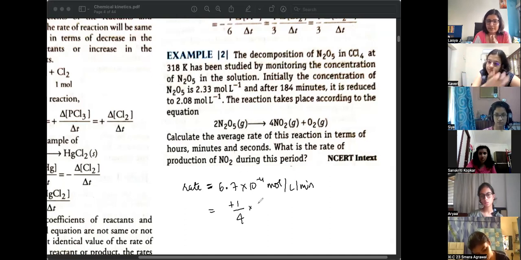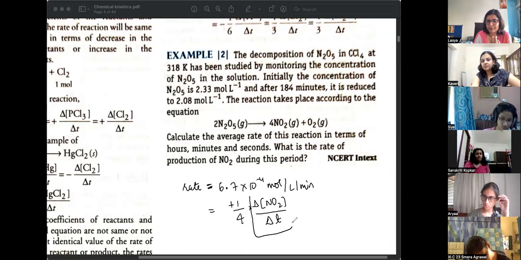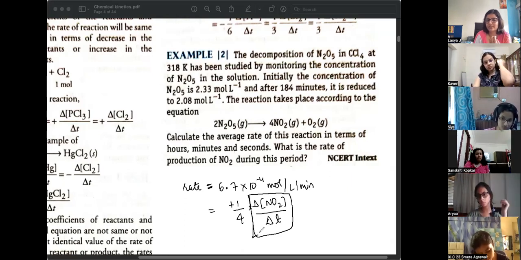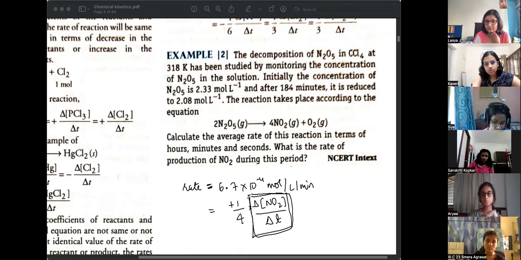So when it comes to rate, you need to include that time anyway. But how do we know the concentration? So you don't need the concentration. What they're asking is what is the rate of production of NO2? So how much is this value? So yeah, you need the concentration for that.